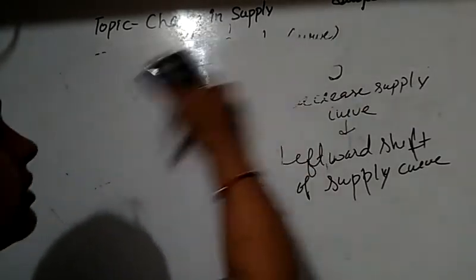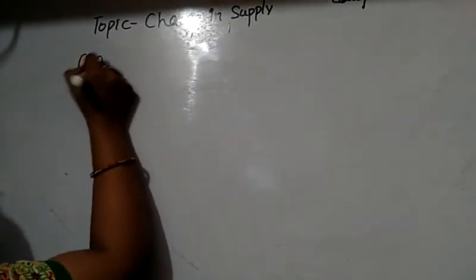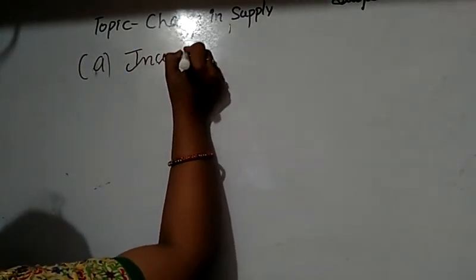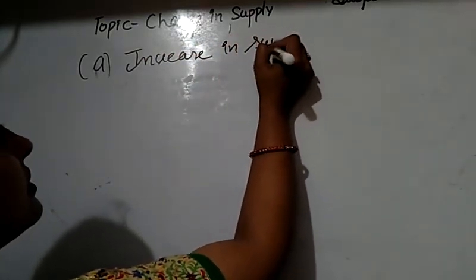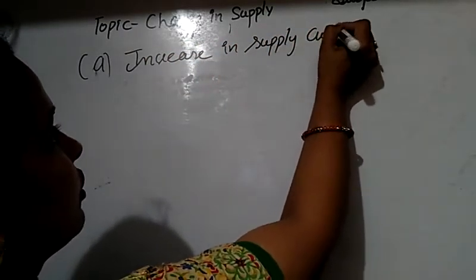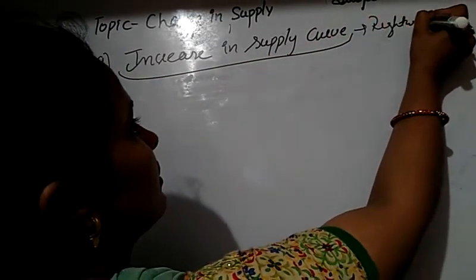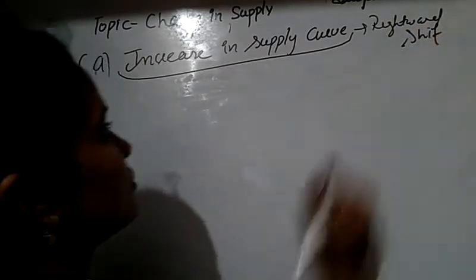First we discuss the increase in supply curve, or the rightward shift. This is the first part of shift in supply curve. The increase in supply curve is also called a rightward shift. Increase in supply refers to a rise in supply of a commodity caused due to favorable changes in other factors.